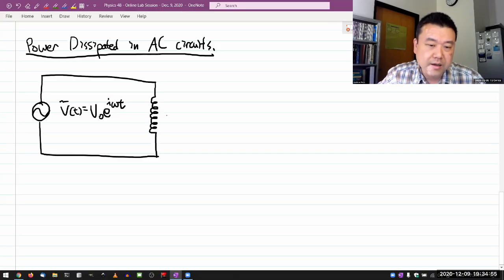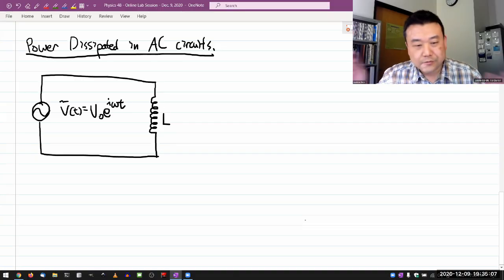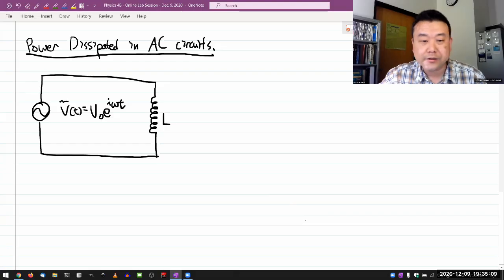And the reason I say a voltage source and inductor circuit is unrealistic is that inductors are bound to have some resistance in the wires and whatnot. But let's say we are living in a theoretical world, and I can build a circuit. Maybe it's a superconducting wire.